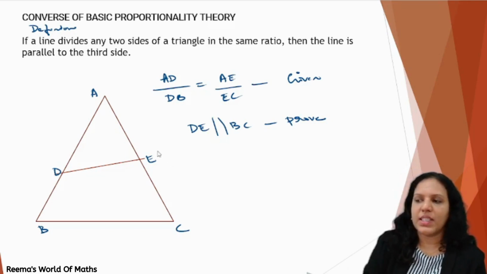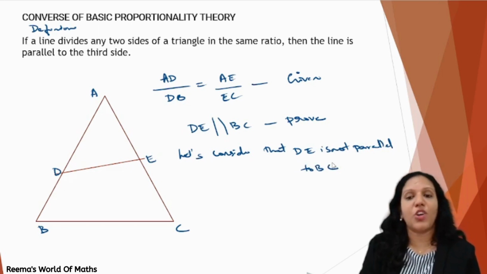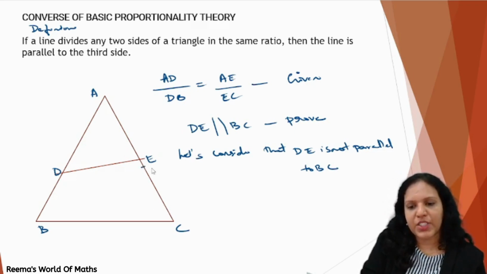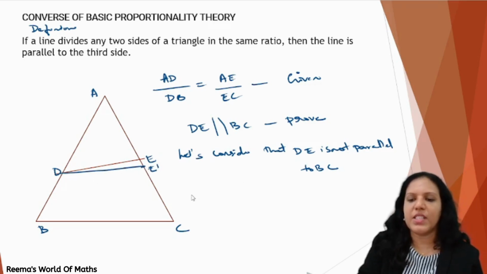So now let's assume that DE is not parallel to BC. So we are considering that DE is not parallel to BC, and let's consider another point E dash. Let's assume E dash and join D to E dash, and let's assume that DE dash is parallel.